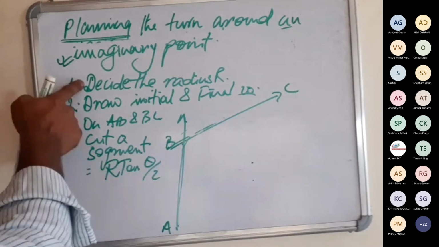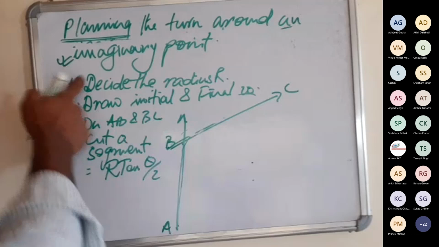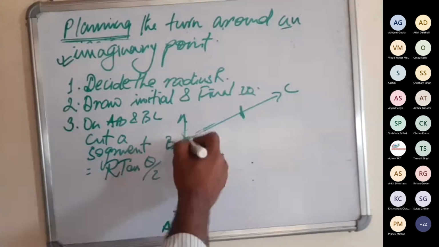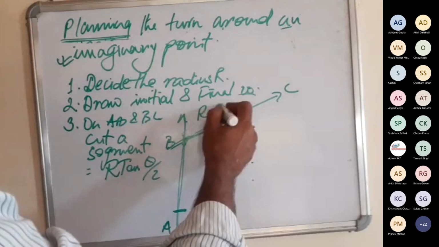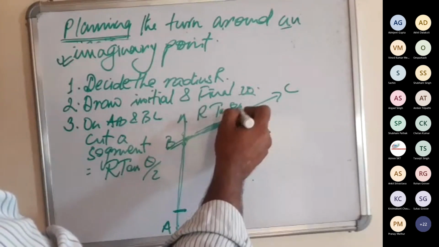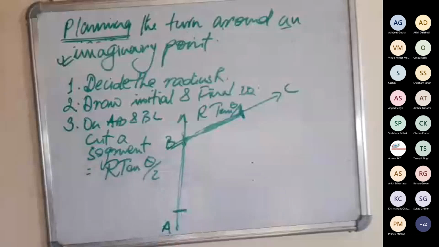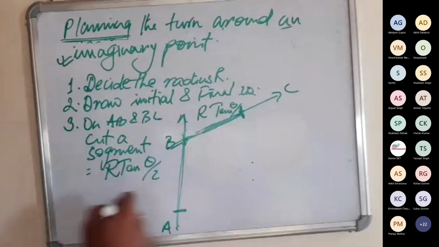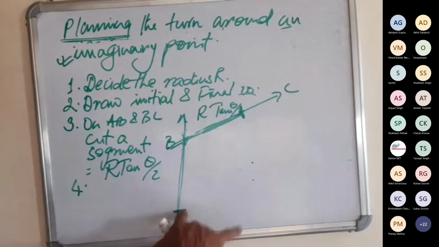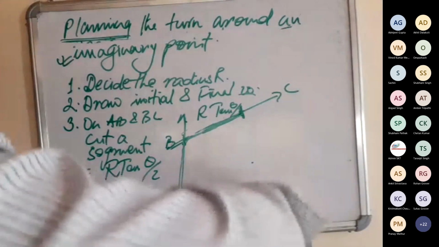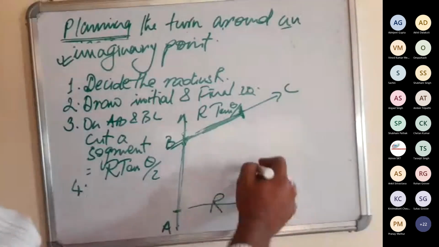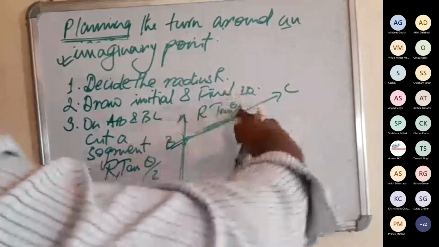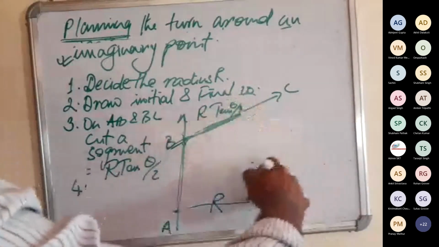तो डिसाइड कर चुके हैं आप रेडियस, तो इसके ऊपर में और इसके ऊपर में एक सेगमेंट कट कीजिए. इसका ये डिस्टेंस कितना हमने रखा? R tan theta by 2. अब यहां से नेक्स्ट we draw an arc like this of radius r. ऐसा इधर कट करेंगे और यहां से भी ऐसे कट करेंगे.